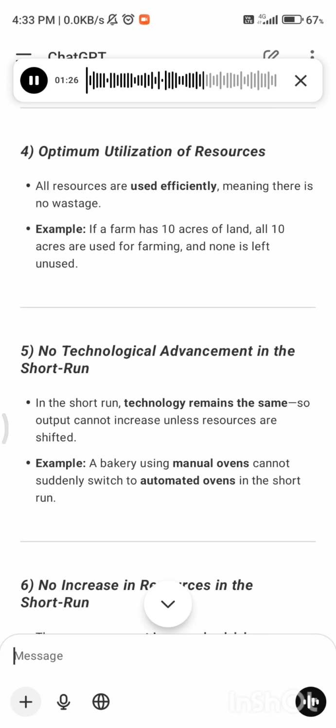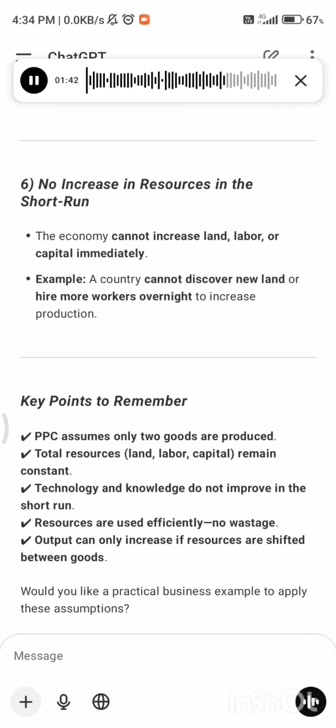5. No technological advancement in the short run. In the short run, technology remains the same, so output cannot increase unless resources are shifted. Example, a bakery using manual ovens cannot suddenly switch to automated ovens in the short run. 6. No increase in resources in the short run. The economy cannot increase land, labor, or capital immediately. Example, a country cannot discover new land or hire more workers overnight to increase production.